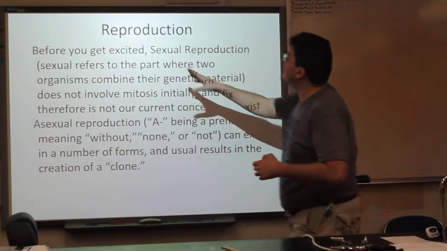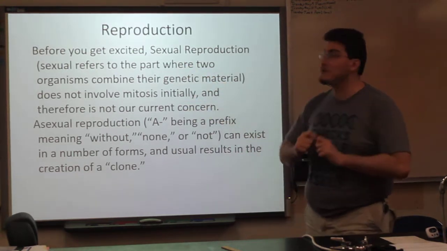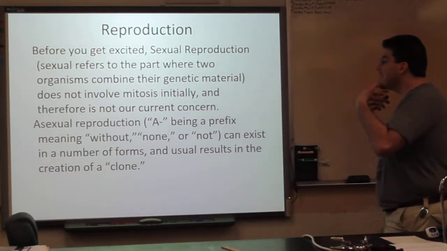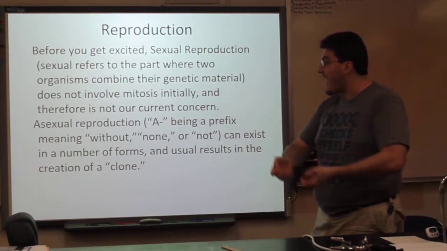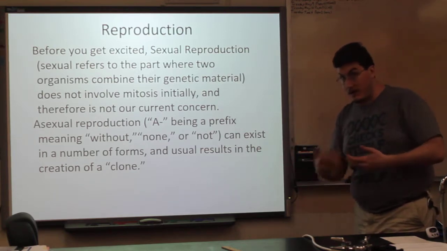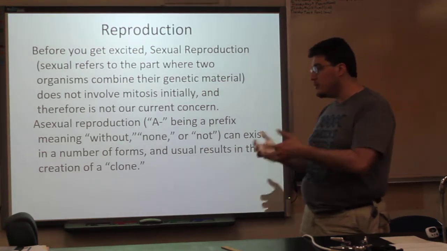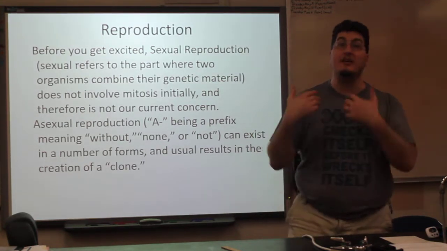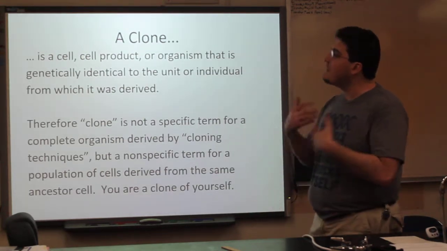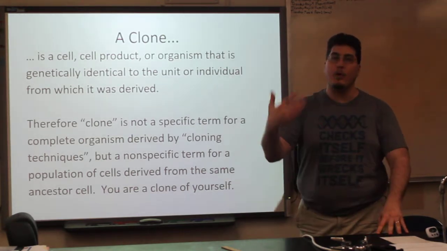All right, so before you get excited, the reproduction I'm referring to here is not sexual reproduction. I am going to be talking about asexual reproduction. So A is referring to without, none, or not. And the reproduction part, well, you're familiar with the reproduction part. So essentially, this can exist in a number of forms. The usual result of asexual reproduction is a clone. So a clone is a cell product, or an organism that is genetically identical to the unit or individual from which it was derived.